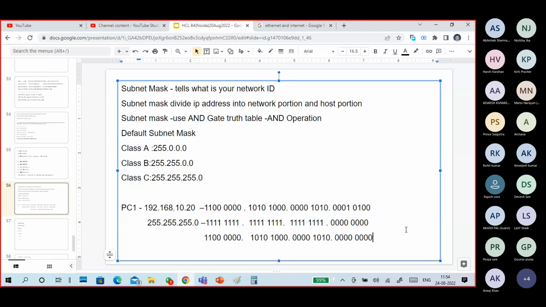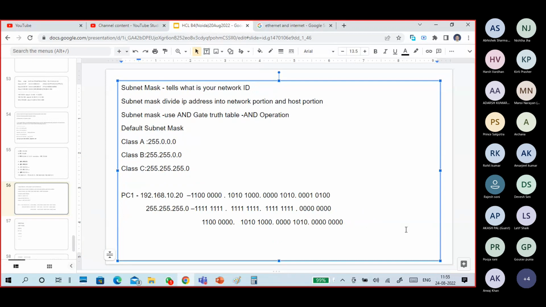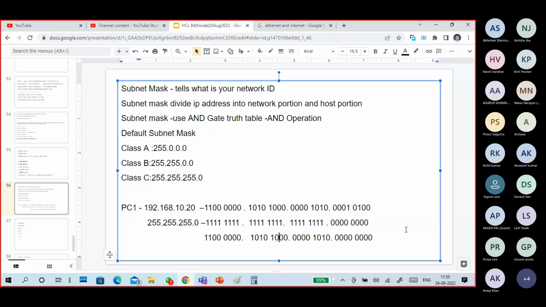So do you know what this value is? If you write it, it is 192.168.10.0. So this is our network ID. This is the network ID, this is the subnet mask, this is the IP address. It divides, and we got a network ID.